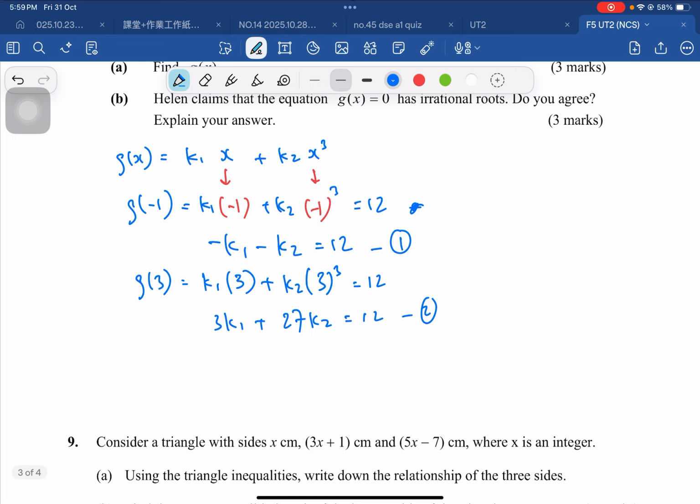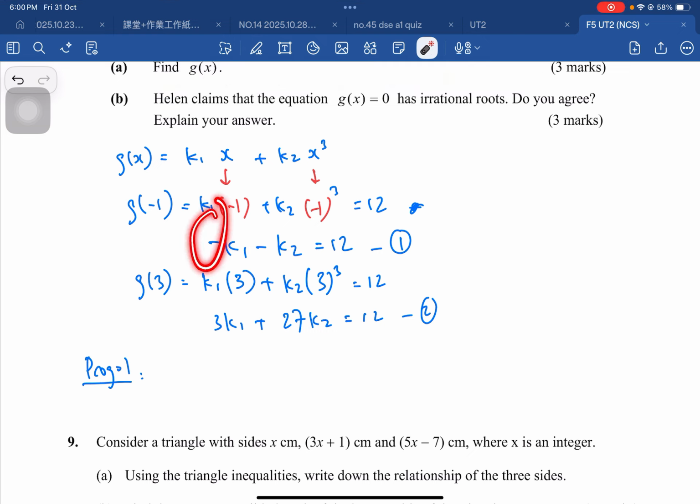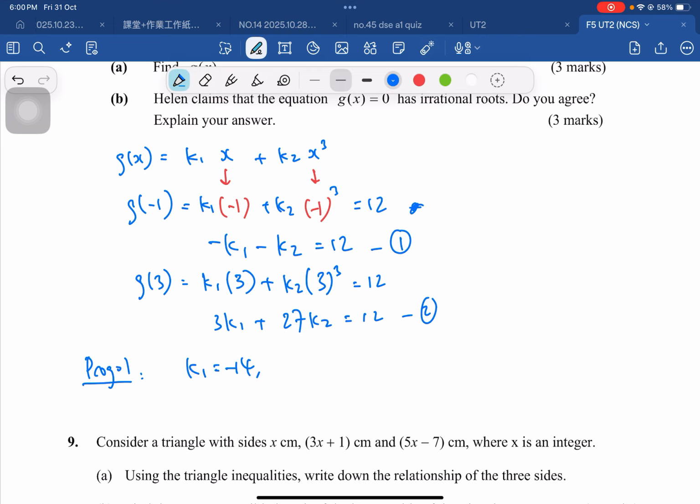Because this is actually an A2 question, the long question, you don't need to write the steps of how you solve the simultaneous equation. You can just use the program 01. So program 01, to substitute numbers, start with negative 1, negative 1, and 12. And then we have 3, 27, and 12. So we try to substitute in. So we have k1 is equal to negative 14, and then k2 is equal to 2.